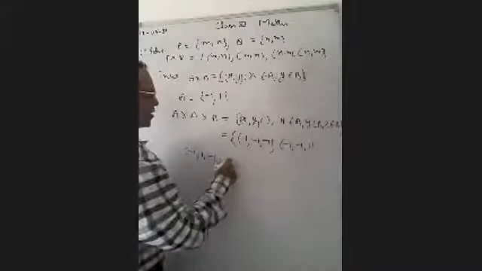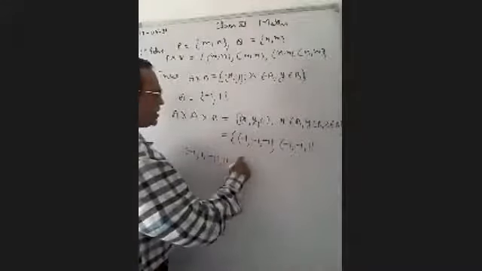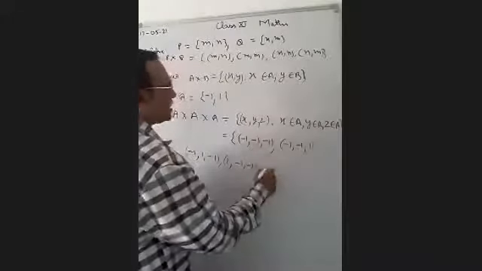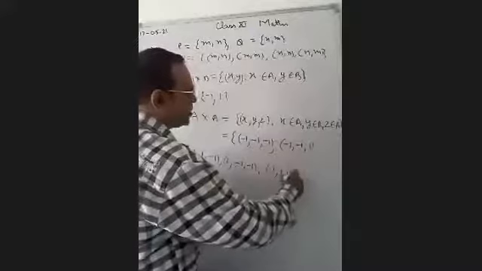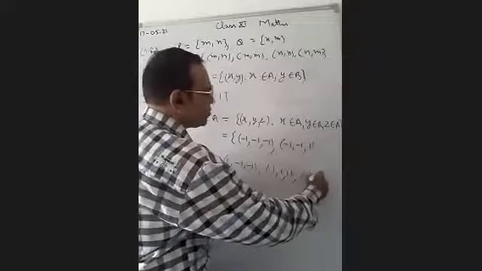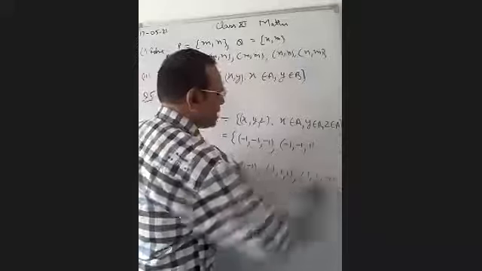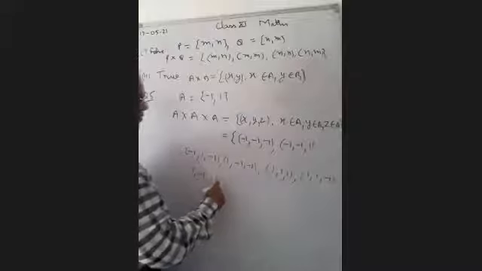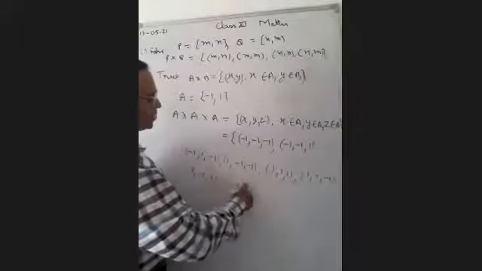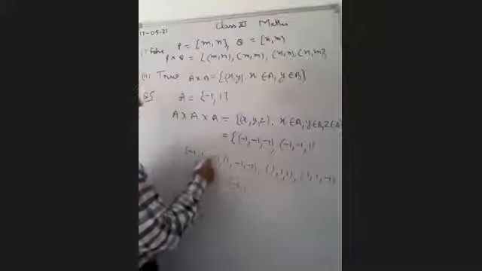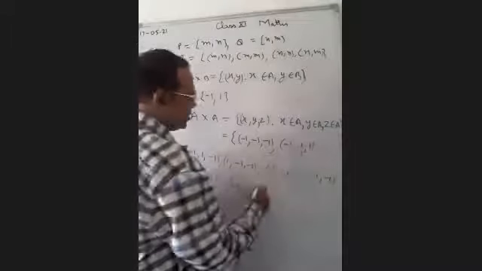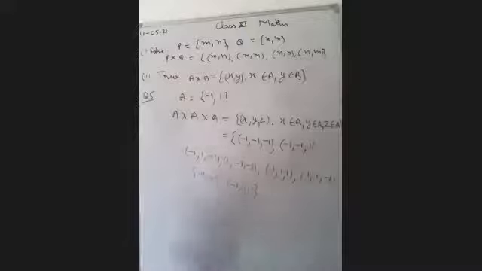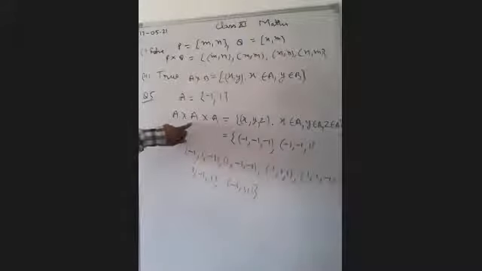Similarly, we can take (1, -1, -1). ठीक है. Next term will be: -1 we have taken, now you can take (1, 1, 1). Now we can change the position: (1, -1, 1), (-1, 1, 1), and (1, 1, -1). 1, 2, 3, 4, 5, 6, 7, 8. So these are the elements of set A cross A cross A.